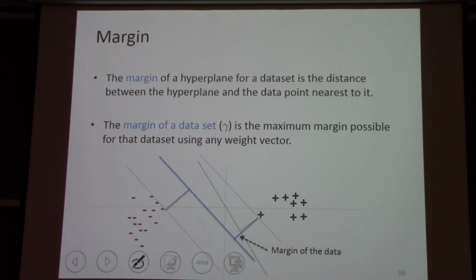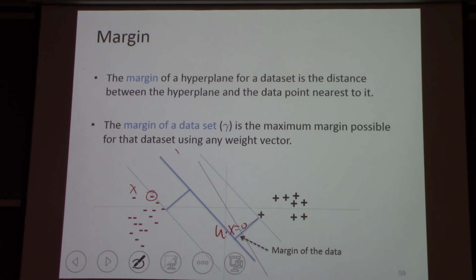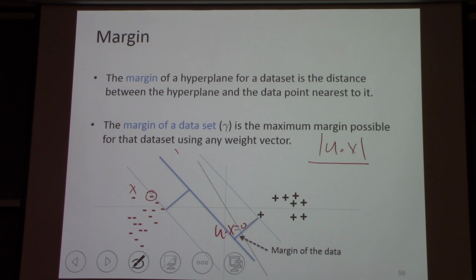To see that, let's try to find the distance of this point from the hyperplane. So this point here, let's call this x, and let's call this u. How do you calculate the distance of a point from a line? Substitute that point in the equation of the line. Right. So let's call this point x, and this is the line u dot x equals 0. And the distance of the point from the line is the absolute value of u dot x divided by the norm of u.